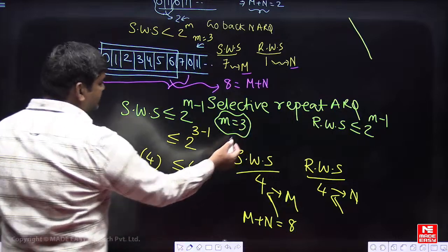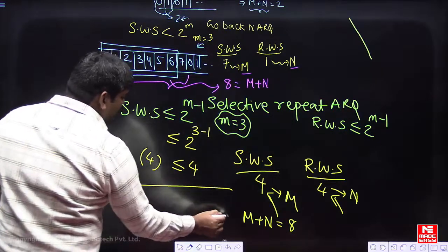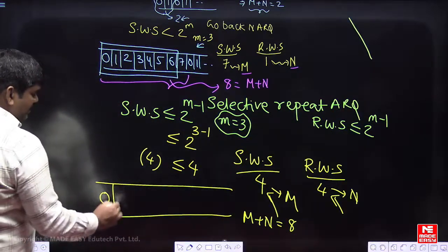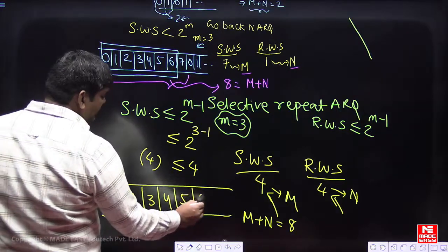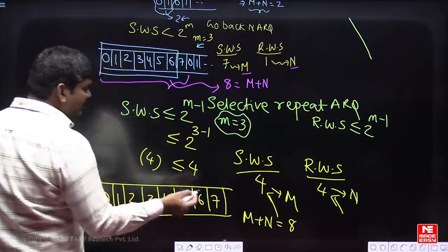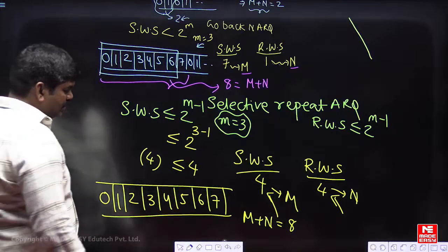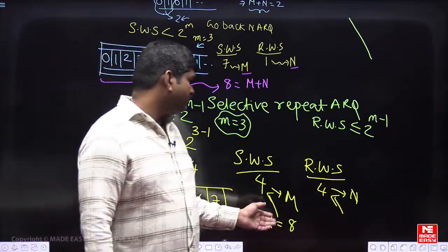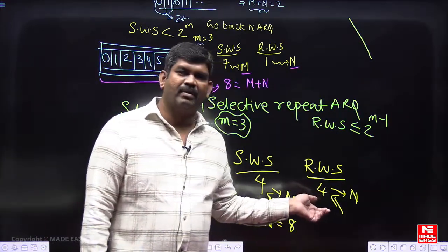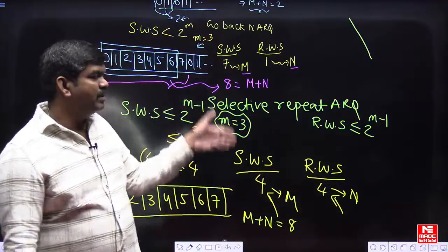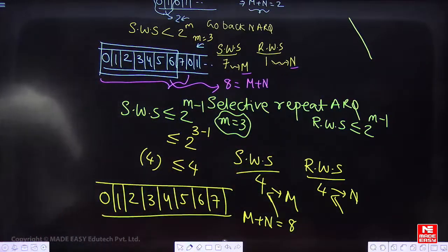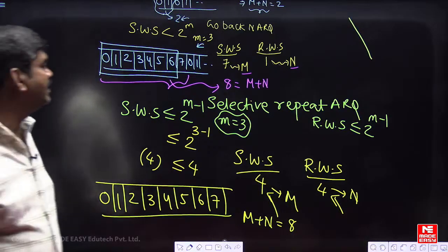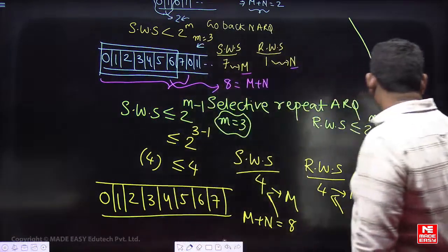But here, you see, m is taken as 3, so how many sequence numbers? 0, 1, 2, 3, 4, 5, 6 and 7. The sequence number count will be equal to sender window size plus receiver window size. It is matching with all the protocols. Yes, Srinivas was correct. It is m plus n.